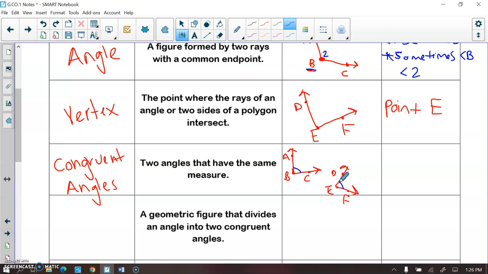Okay, so to say that these angles are congruent, we would say angle ABC is congruent to angle DEF. What that means is that they are essentially the same angle. And if we wanted to say that they're equal, we would say the measure of angle ABC is equal to the measure of angle DEF, and that means that they have the same number of degrees.